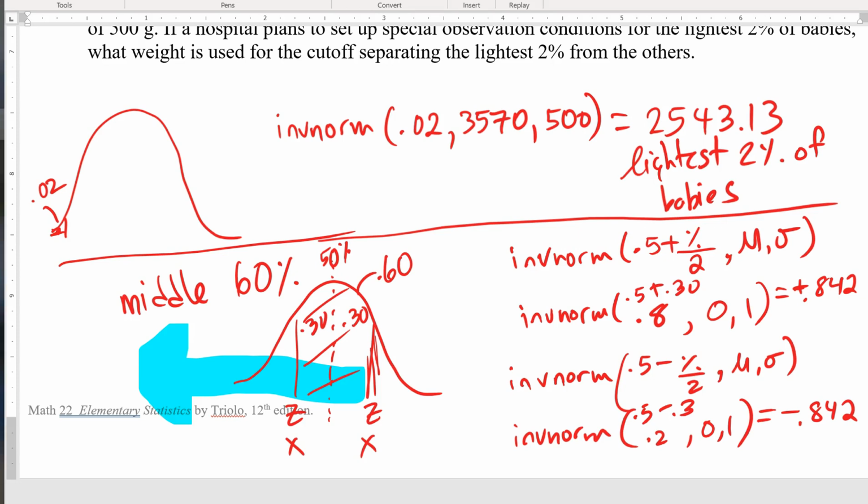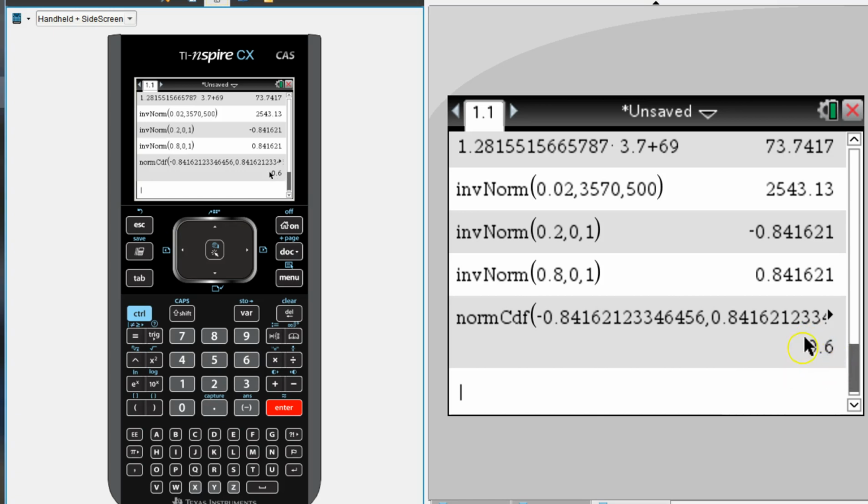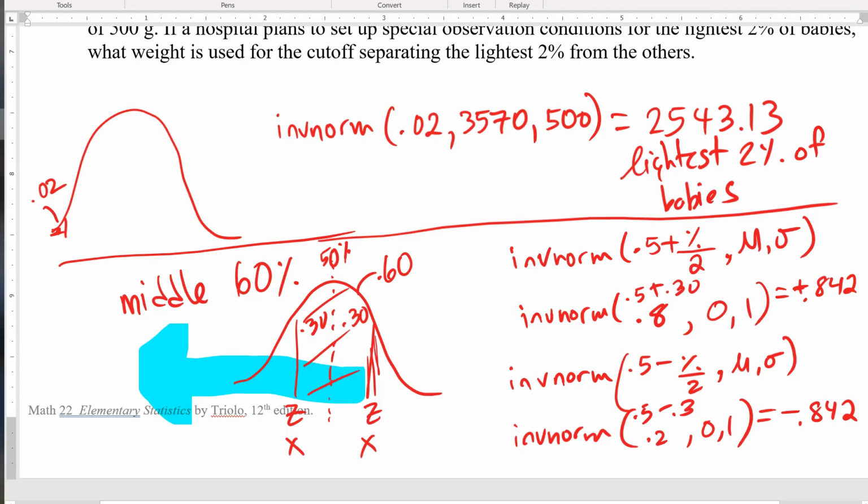I can check this just for fun and giggles. I could take these two scores, call that my min, that my max, and I could do norm CDF with the negative as my lower and the positive as my upper, and this should represent mean of 0, standard deviation of 1 is the middle 60% of the data. Okay, so I know that one's a little trickier, but I will have a couple questions like that. Mostly what you're going to be dealing with in the homework is the top percent, bottom percent, going to z-scores and going to x values. So make sure you got that. Shouldn't be terribly hard. Keep it up.